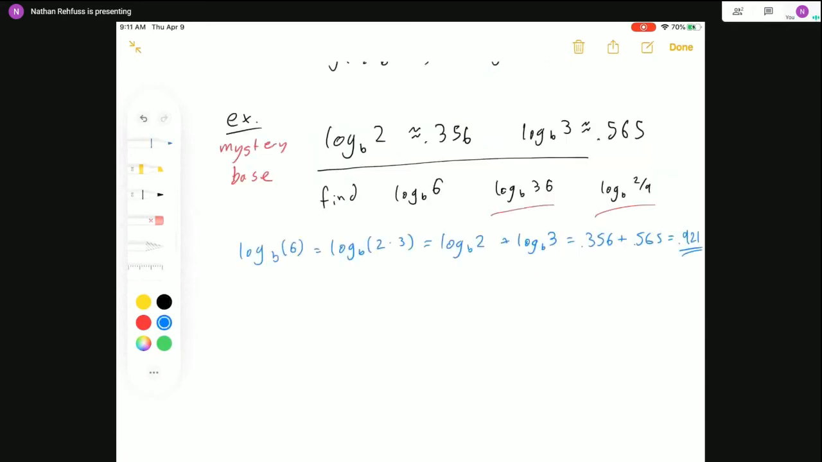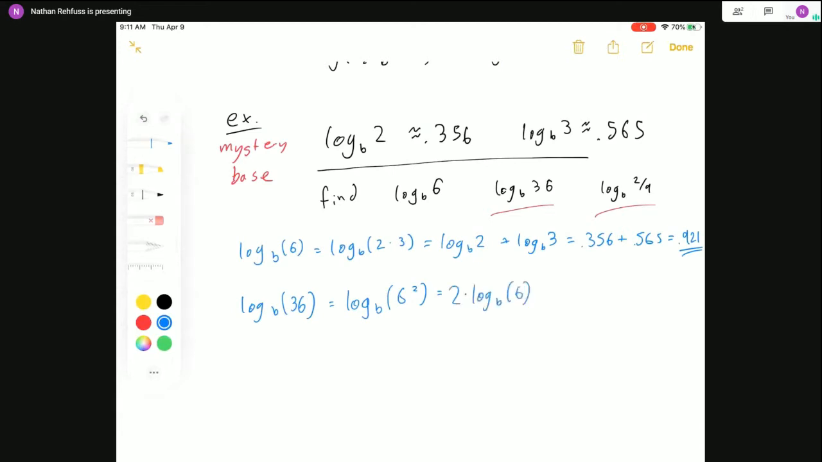So if I ask for log base b of 36, let's see. I want to do the same thing. Here's a shortcut. I can reduce this to a problem I've already solved, see? Log base b of 36 is the same as log base b of 6 squared. And I know what the log base b of 6 is. It's 0.921. Now I can pull the 2 outside with the exponent property. So it's going to be multiplied, not an exponent anymore. So we've powered the exponent down into multiplication.